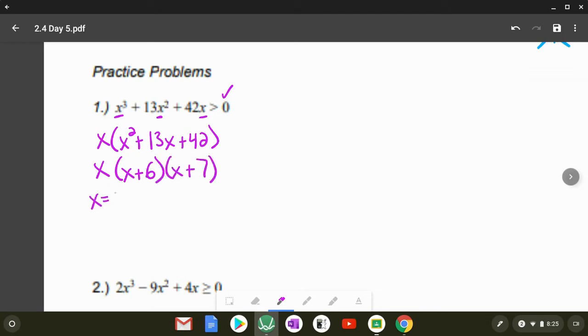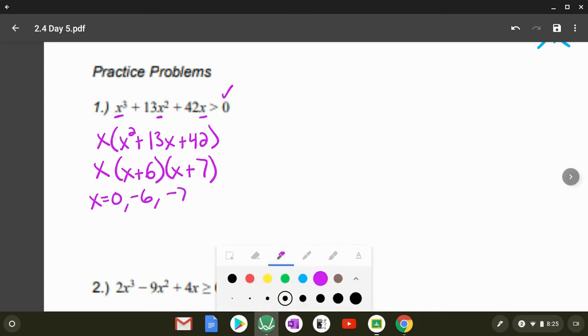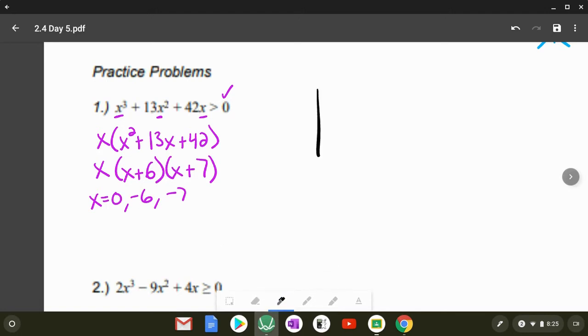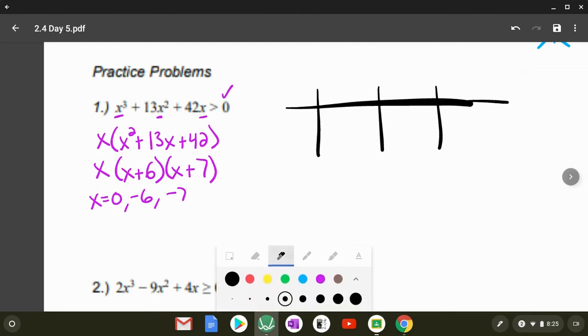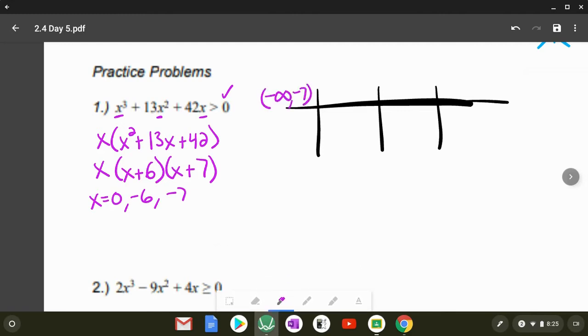So now we have our key numbers: 0, negative 6, and negative 7. In this case, we have a lot more sections to take a look at. From least to greatest: negative infinity to negative 7, negative 7 to negative 6, negative 6 to 0, 0 to infinity. And again, all of these are parentheses, not brackets, because there's no "or equal to."